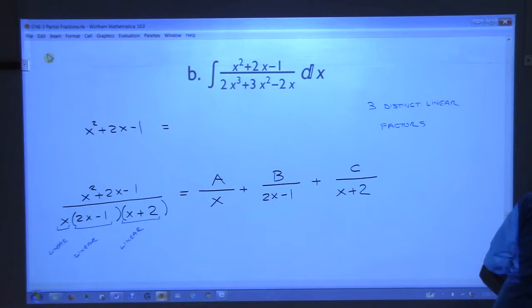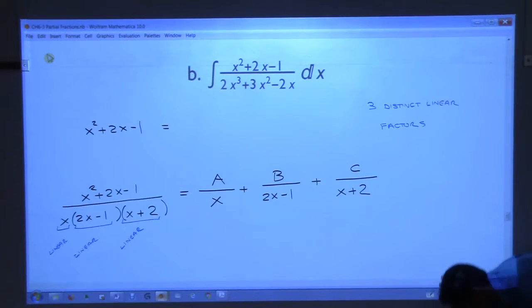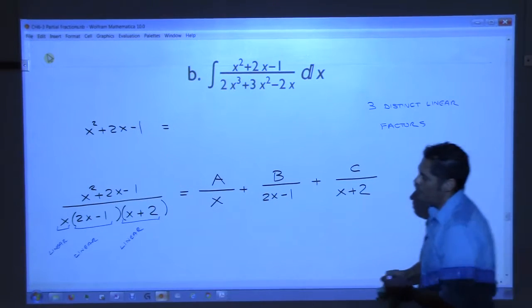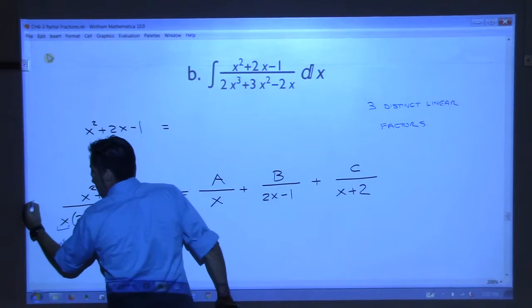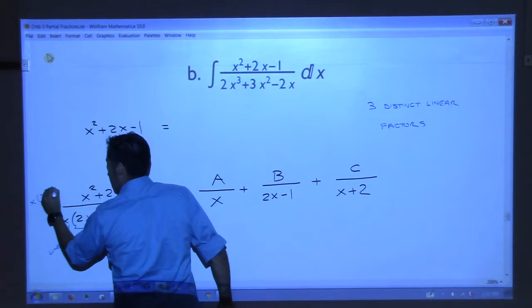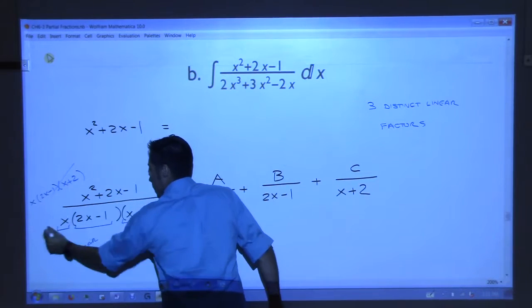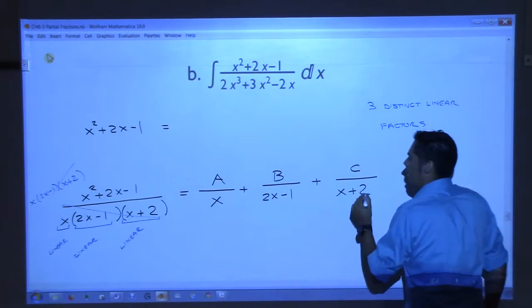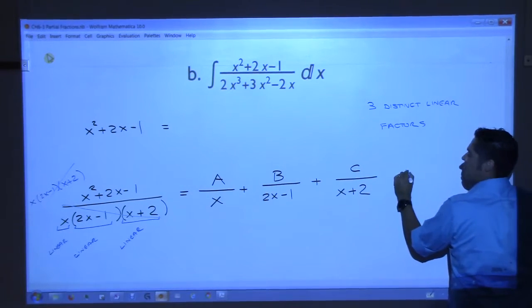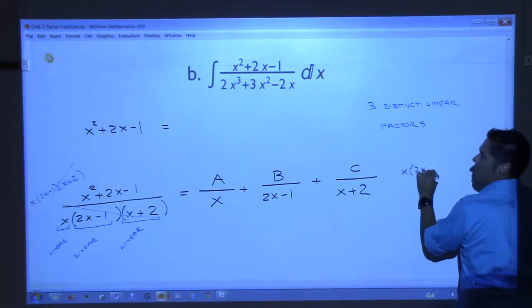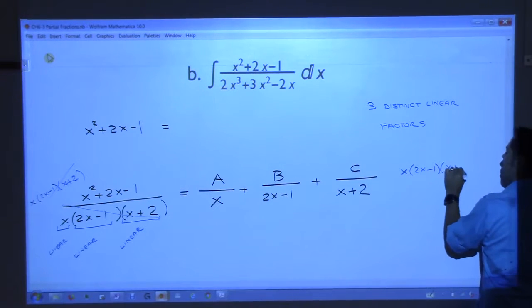So I'm multiplying both sides by the common denominator. I multiplied this side by x times 2x minus 1 times x plus 2. So I multiplied that on that side, and it canceled out that, right? Now I multiply that on this side also: x, 2x minus 1, x plus 2.